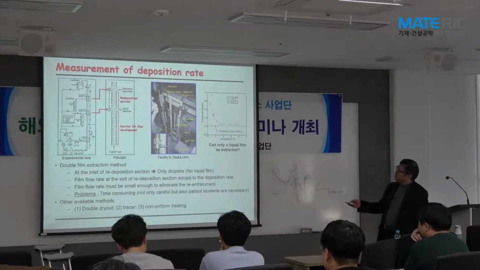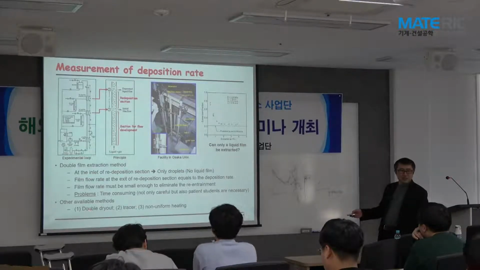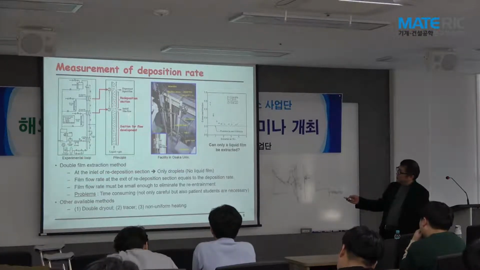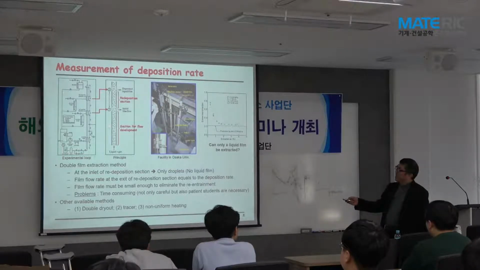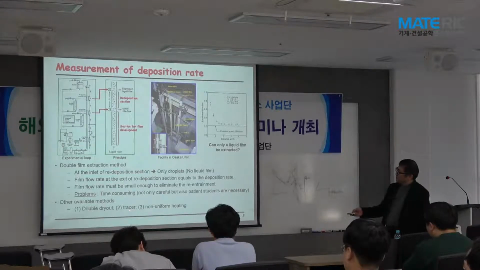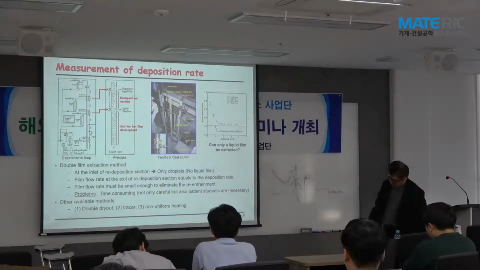This is the method I used, and another method is the double dry out. In the liquid steam case, here the liquid film is extracted. But in another case, this part is heated, and from the amount of heat, we can calculate the droplet flow rate. Therefore, the dry out method is also available. And also, if the wall is transparent, the tracer method is also used. In this case, a transparent wall is not needed. And anyway, another method is available.